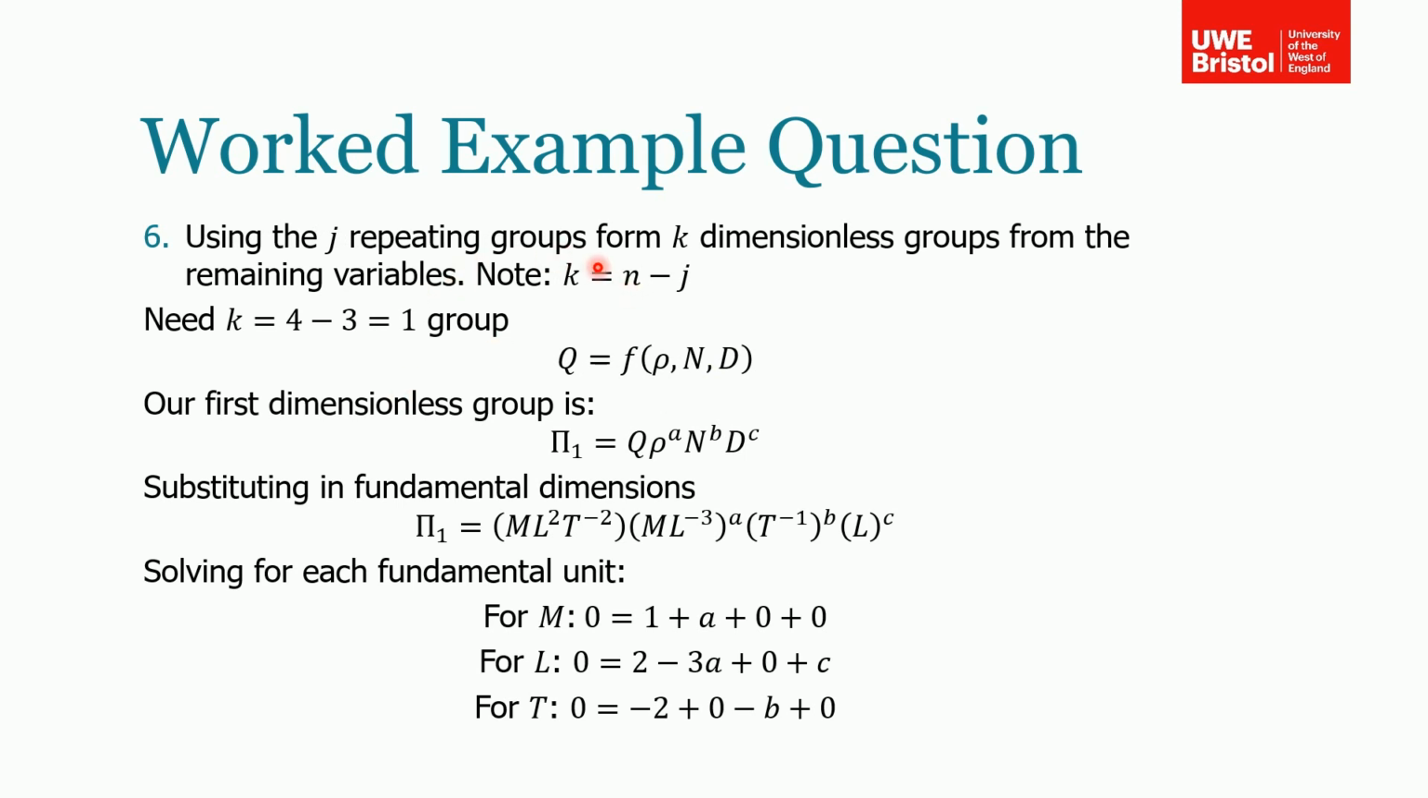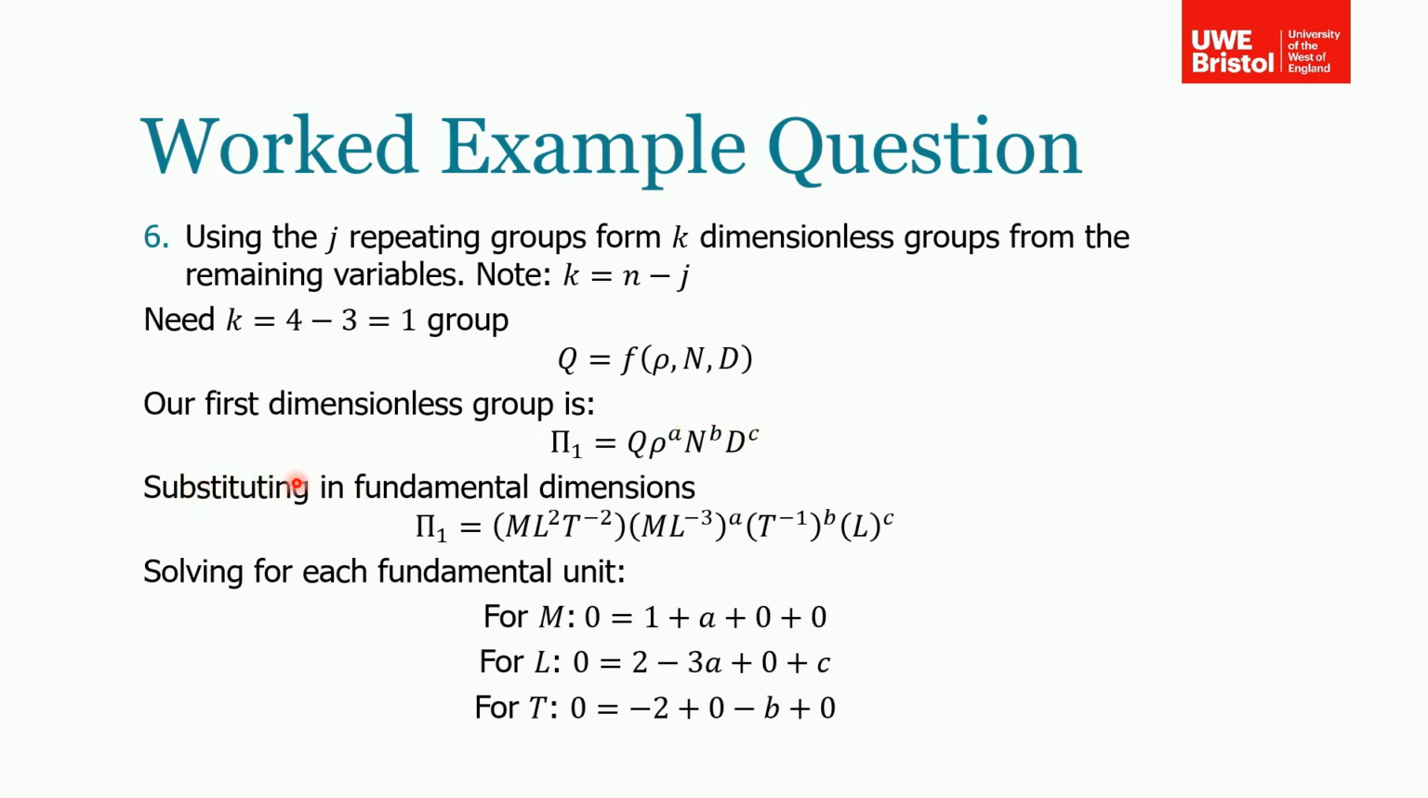Okay, so we need to work out our dimensionless groups now. The number that we work out is K, which is the number of variables we have minus the number of fundamental units that we have. So we have 4 variables and 3 fundamental units, so we only need to find 1 group this time. Going back to our original statement that the torque is a function of density, rotational speed, and diameter, our first dimensionless group, written as capital Pi 1, is against our repeating set, which is density, rotational speed, and diameter. We don't know what this relationship is, so we raise each of these to the power of A, B, and C.